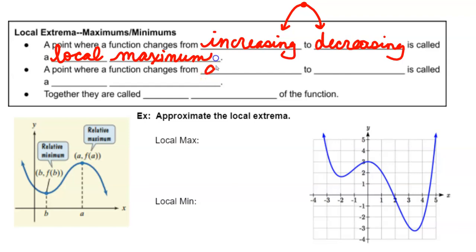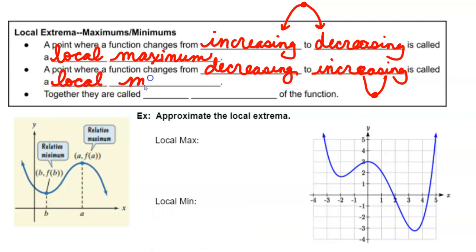If I end up changing from decreasing to increasing on my function, so that means that I'm decreasing and I'm increasing, what happens? I have a bottom out point. I have a minimum there, and we refer to that as a local minimum. And together, as prefaced in the box above, they are referred to as local extrema. That's what we refer to as that.